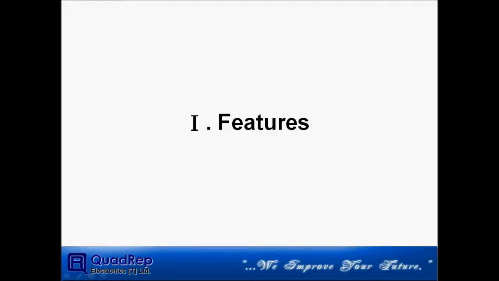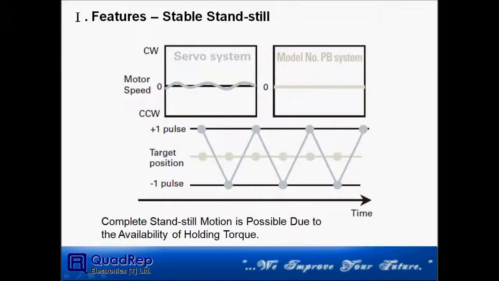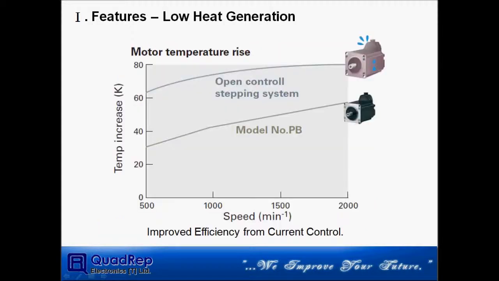We start at the system features. In PB system, we use closed-loop static motors. It is a static motor with sensor, so the position information could feed back to the system and avoid the motor loose step. Different from the servo system, PB will not hunting when stopped. Due to the availability of holding torque, PB system can complete standstill to the target position.